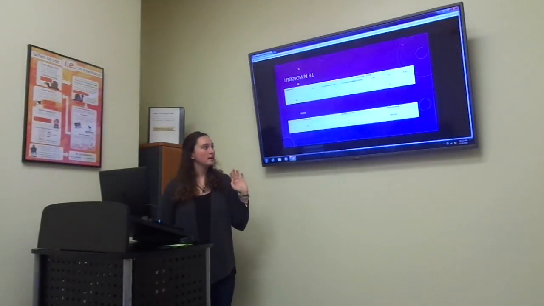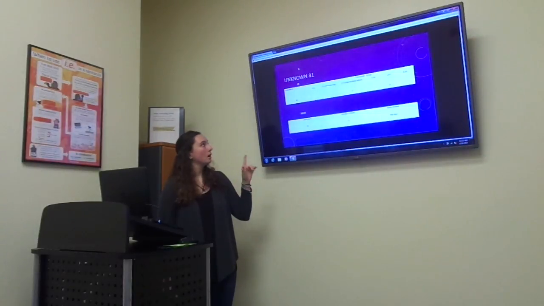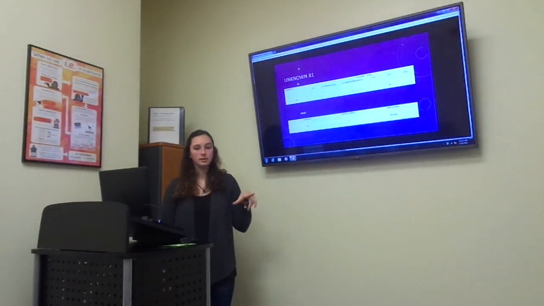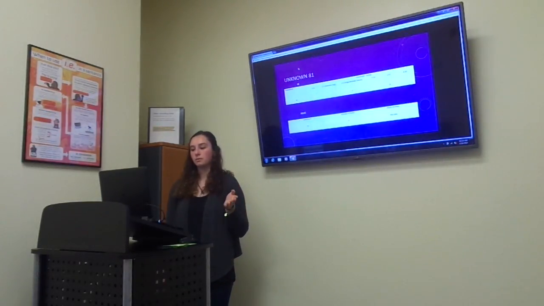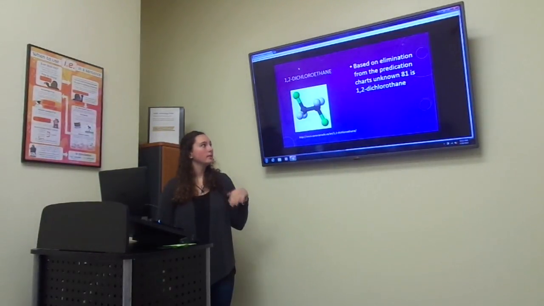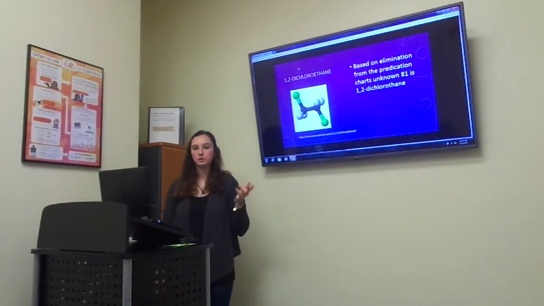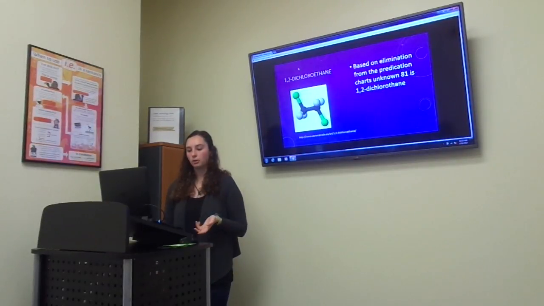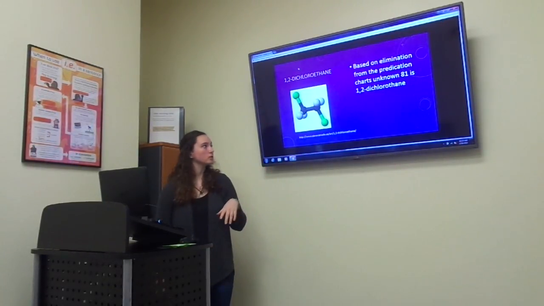So based on elimination from both of them, our unknown from our IR spectrum has a C to H bond and a C to Cl bond, and from our NMR, it has 1 peak and no ratio. So based on elimination, our unknown that's spilled into the lake is 1,2-dichloroethane. Then there's a little picture of what it looks like.